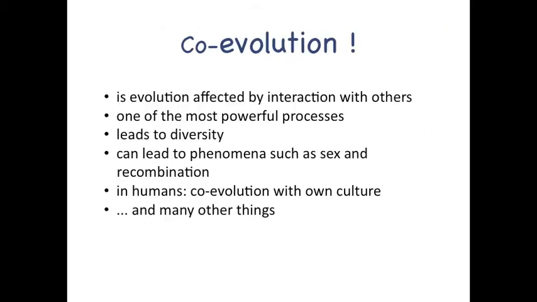Food for thought. So coevolution, exclamation mark, is affected by interaction with others. It's one of the most powerful processes in nature. Much of what you see is coevolution, or the result of coevolution. It leads to diversity. The world would look very, very different if there were no coevolution. It can lead to phenomena such as sex and recombination, and sex is a very, very important property also for humans. Just think about all the culture and Tristan and Isolde, whatever. I mean, all that would not happen without parasites, I would claim here. And in humans, coevolution even happens with one's own culture and many other things. So coevolution, really something that you should think of. Thanks.